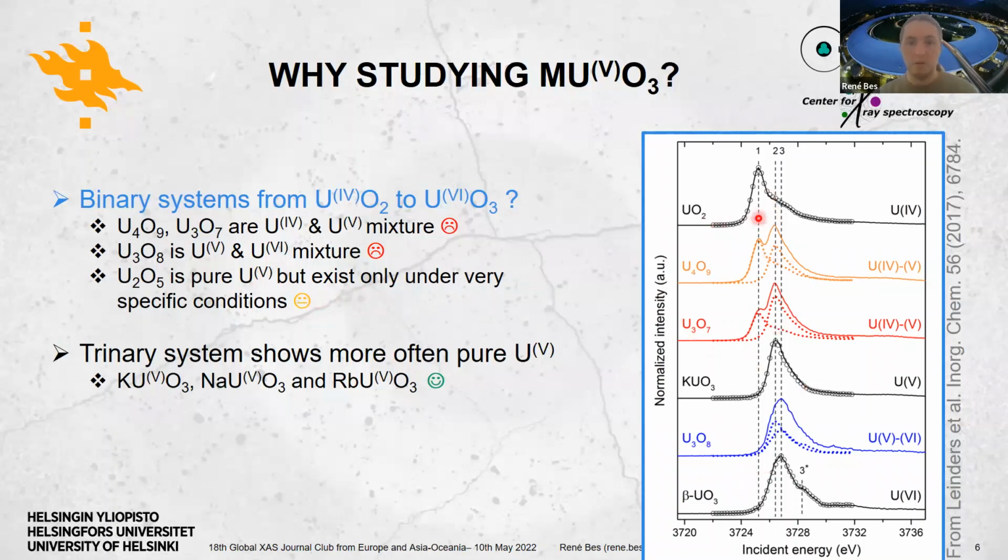And here you have an example of the mixture discovery by Kvashnina and co-workers in 2017, where they used high resolution XAS at uranium M4 in order to distinguish the mixtures in these uranium oxide compounds. Well, so pure oxides are not possible for this study, so we looked at ternary systems, and often ternary systems in the form of metal, uranium, oxygen 3 are pure uranium 5+. So we focused on this for the latest studies we made.